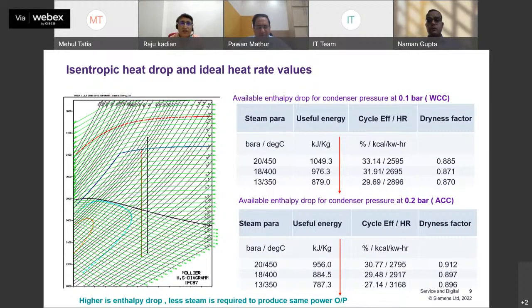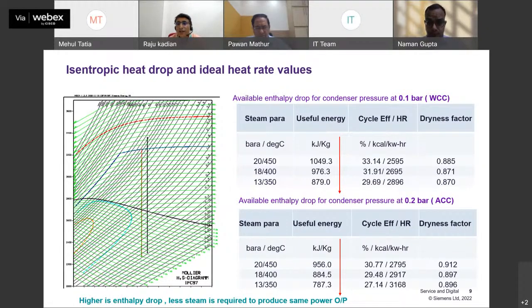To have just a glimpse of what the ideal or 100% efficient heat rate values are, which we can achieve considering 100% efficient turbine, gearbox and generator: with the inlet steam parameter, as you can see, from 13 bar to 350 degrees centigrade with the water cooled condenser, the maximum efficiency possible theoretically is 2896. And with the ACC application, like with 0.2 bar, it is coming 3168. So this becomes the base value.